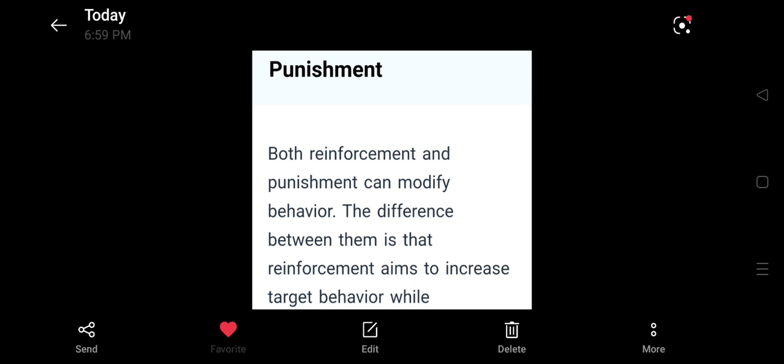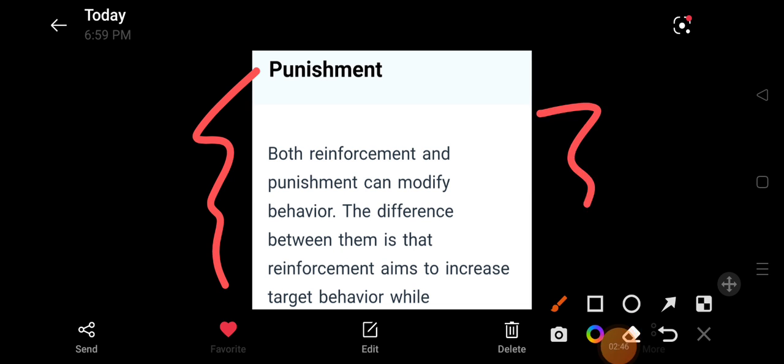So this is very important, the main difference between reinforcement and punishment. So punishment is to decrease, of course, the behavior. Let's see together the next step.